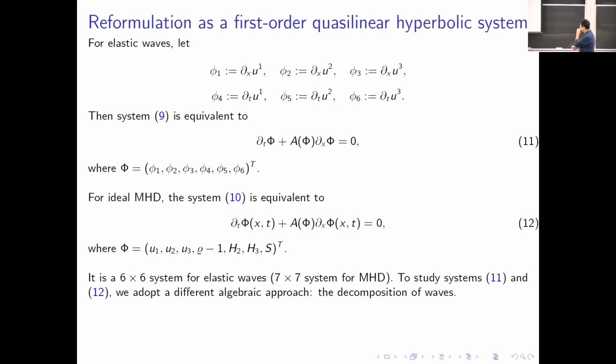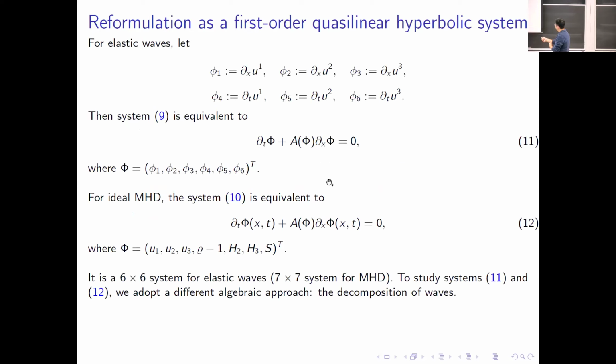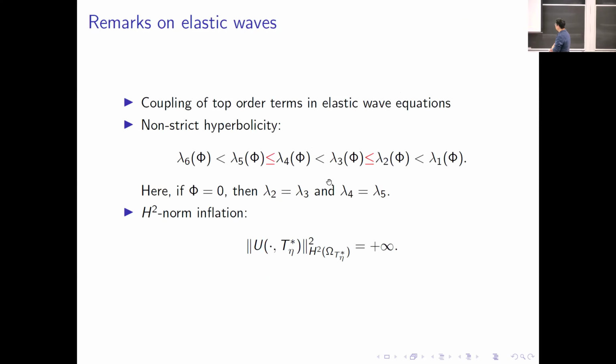Okay, so back to our ill-posedness. We reformulate the elastic wave system or the MHD system by a 6x6 matrix or a 7x7 matrix. After we write this in matrix form, we can calculate the eigenvalues of the matrix.